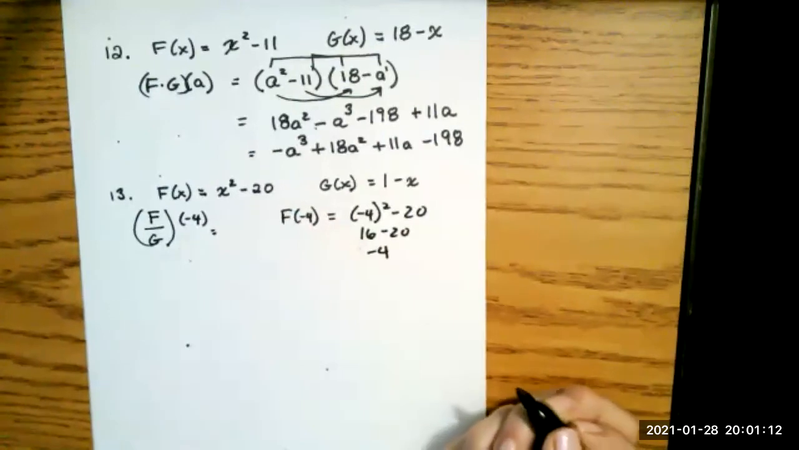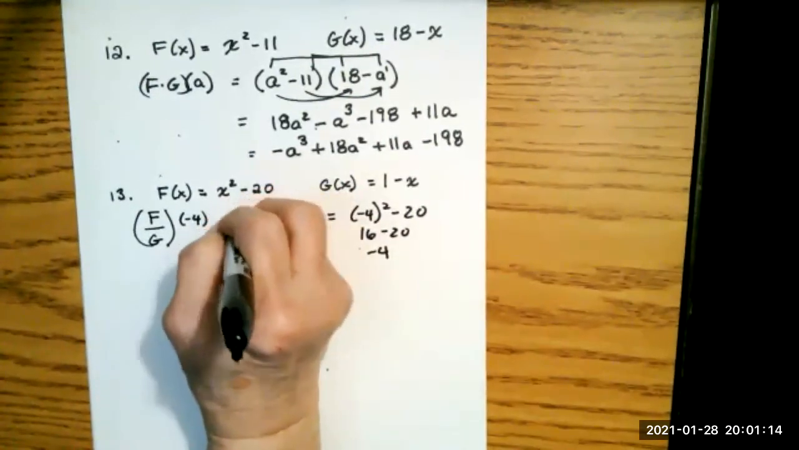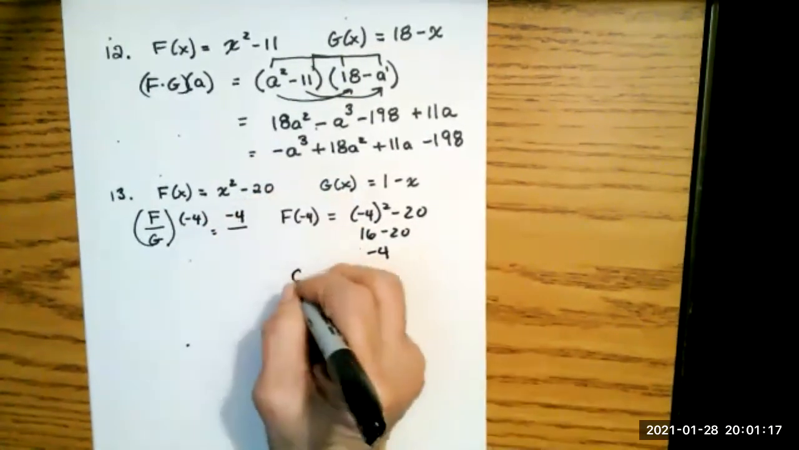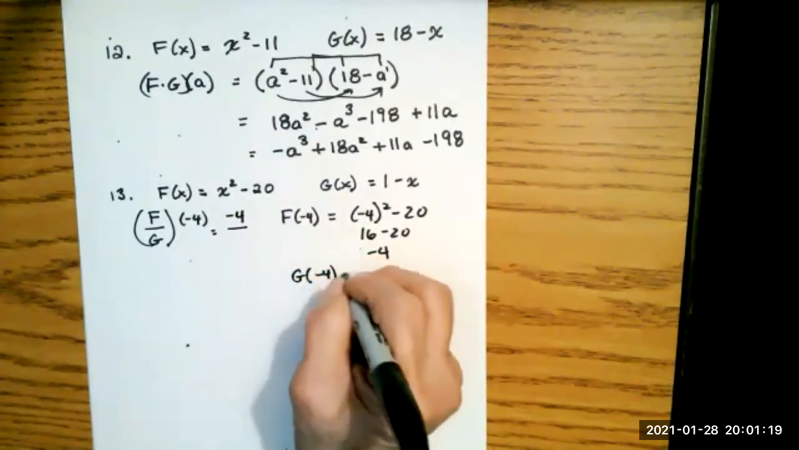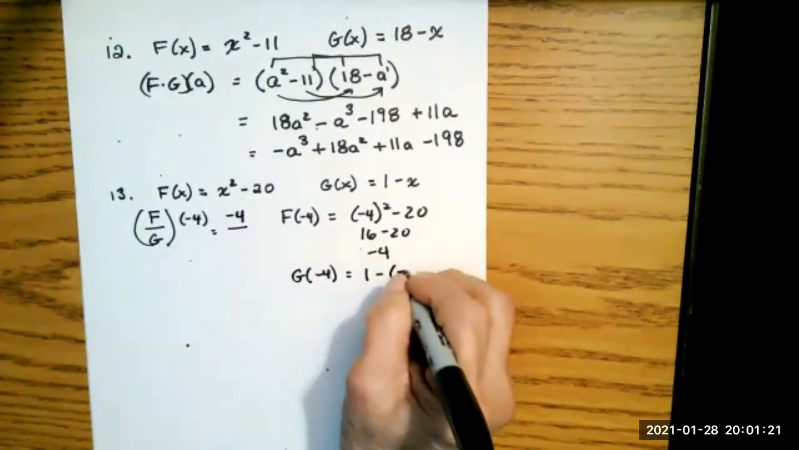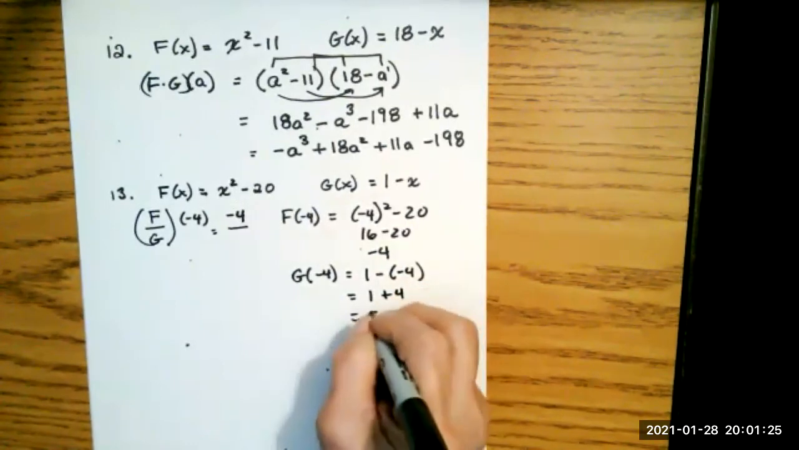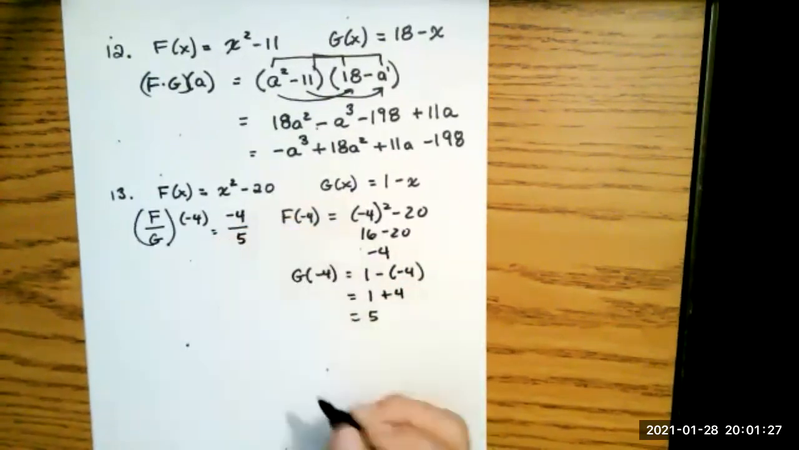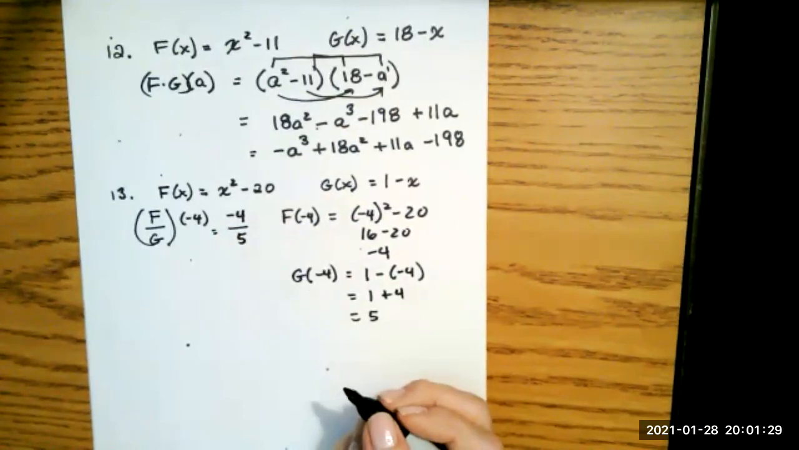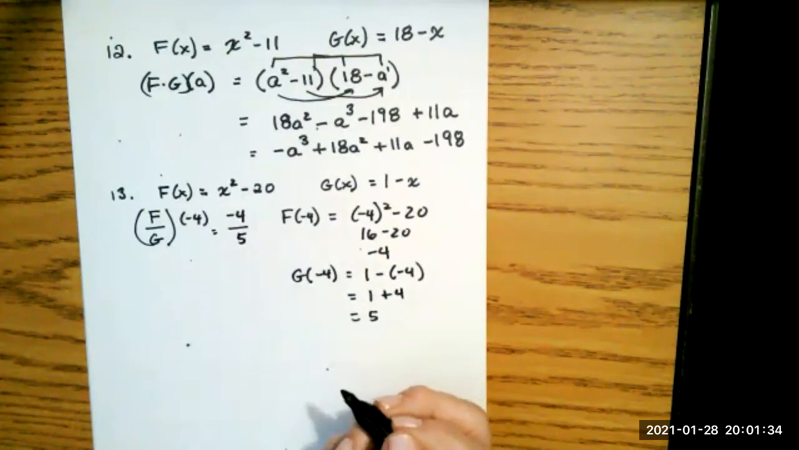That's interesting. So -4 goes on the top. Let's see what goes on the bottom. G of -4 is 1 minus a -4, which is 1 plus 4, which is 5. So it looks like it's going to be -4/5. Well, that wasn't exciting. That was too easy.